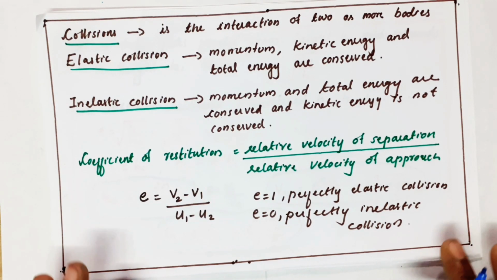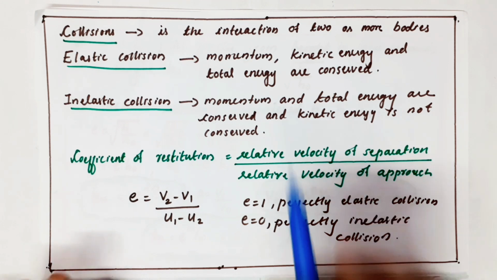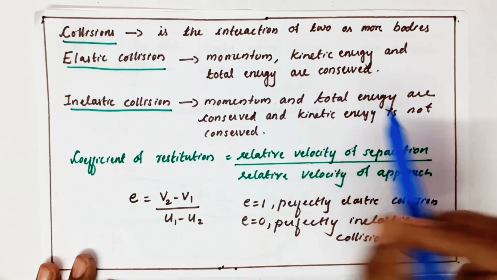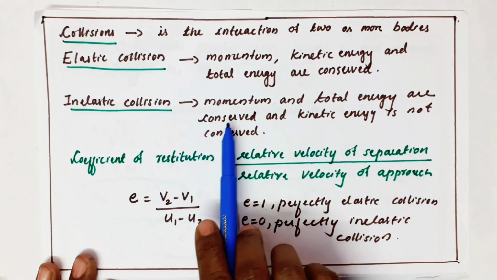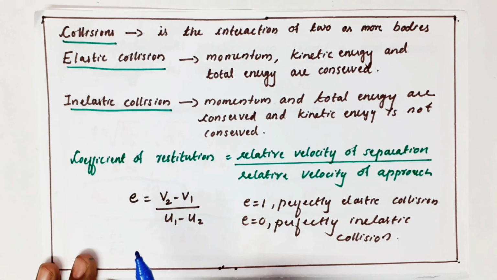Next in this chapter, another topic called collision. Collision is nothing but the interaction of two or more bodies. There are two types of collisions, elastic collision and inelastic collision. Elastic collision means momentum, kinetic energy and total energy are conserved. Inelastic collision means momentum and total energy are conserved but kinetic energy is not conserved.